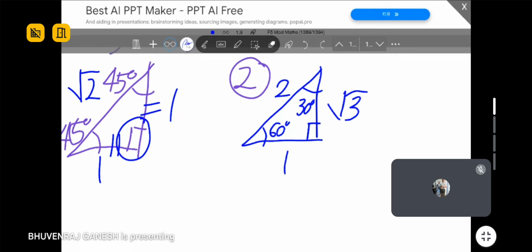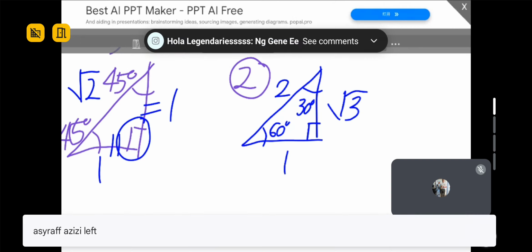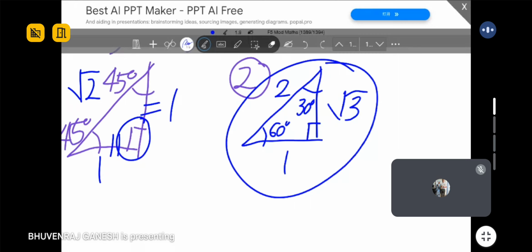Answer is cos 30. Anyone? Cos 30. Berdasarkan segitiga ni, how much do you guys get? Hello guys, cos 30. Based on this triangle, what is your answer? Cos 30. Have you all forgotten the basics already? Lower form, you know. This one.